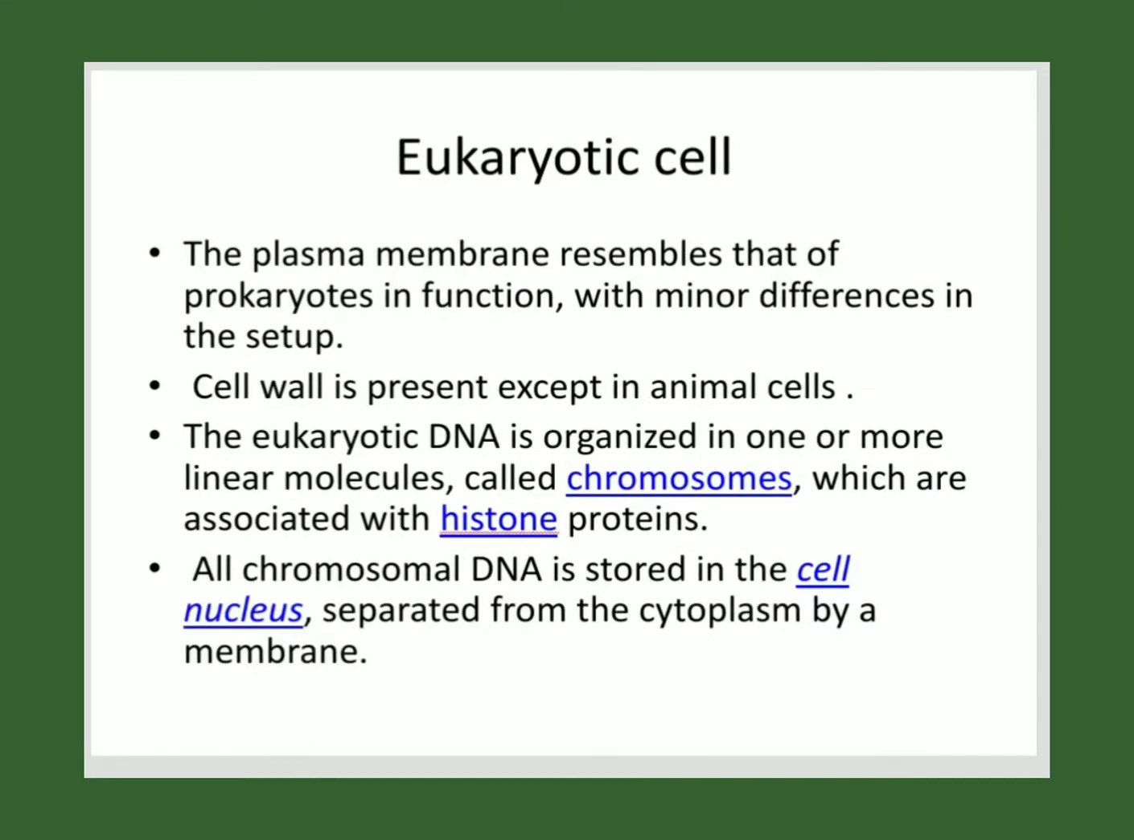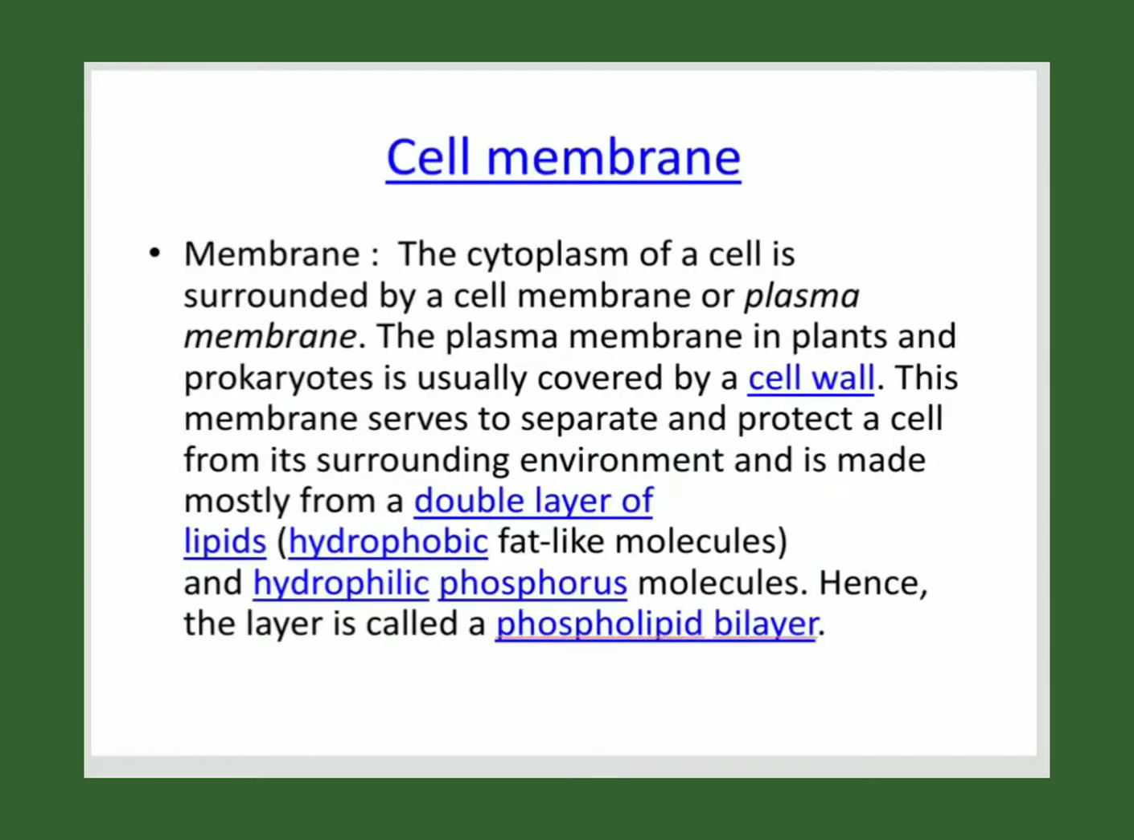The plasma membrane resembles that of the prokaryotes in function with minor differences. Cell wall is present except in the animal cells. So in plants and fungi, cell wall is present. The eukaryotic DNA is organized in one or more linear molecules called chromosomes, which are associated with histone proteins. All chromosomal DNA is stored in the cell nucleus.